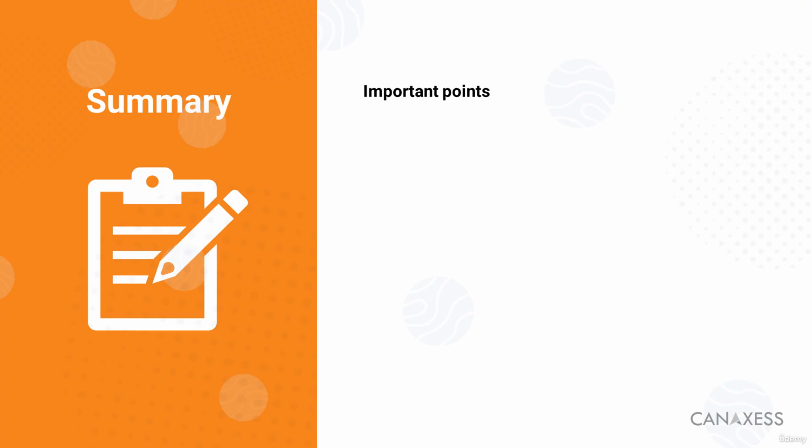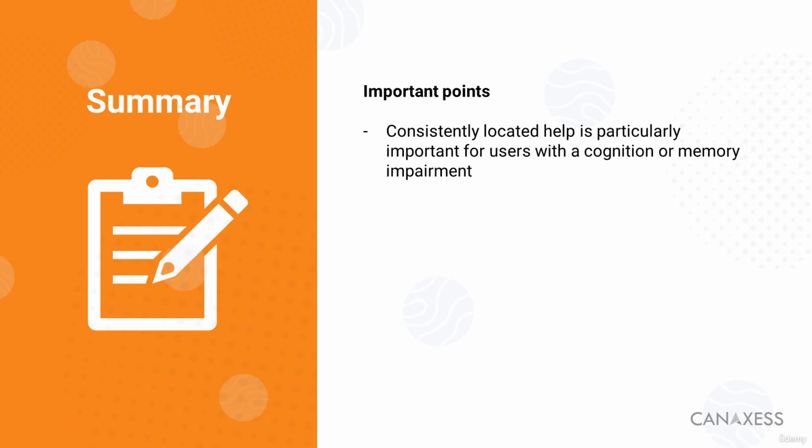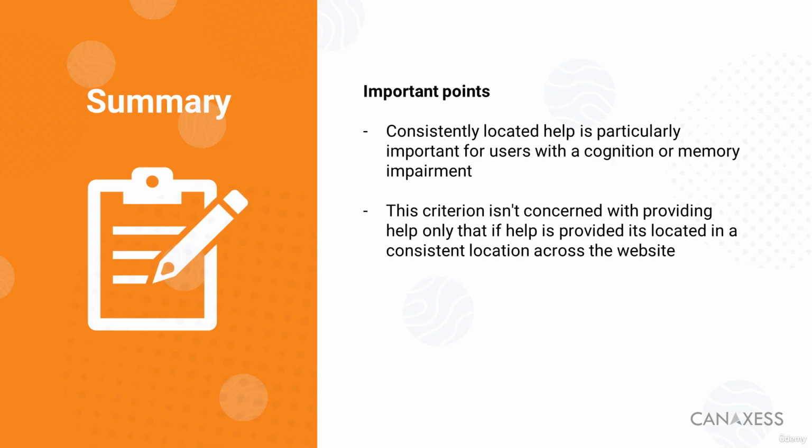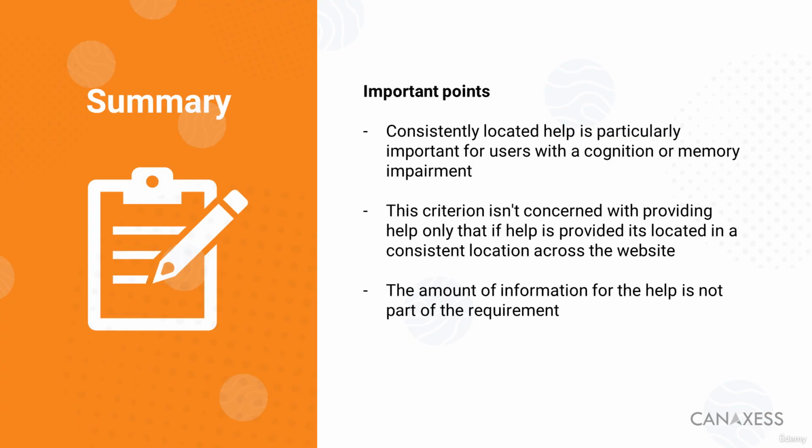But this criterion is not about providing help, only that if global help is provided, it's in a consistent location. Consistently located help is particularly important for users with cognition or memory impairment. This requirement isn't concerned with providing help, only that if help is provided, it's located in a consistent location across the website. The amount of information for the help is not part of the requirement.